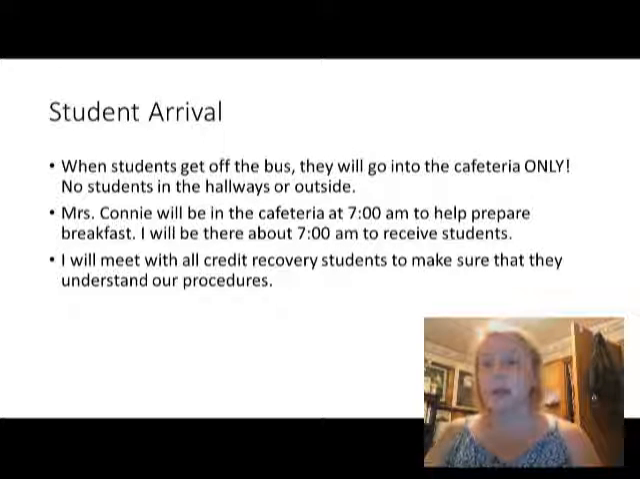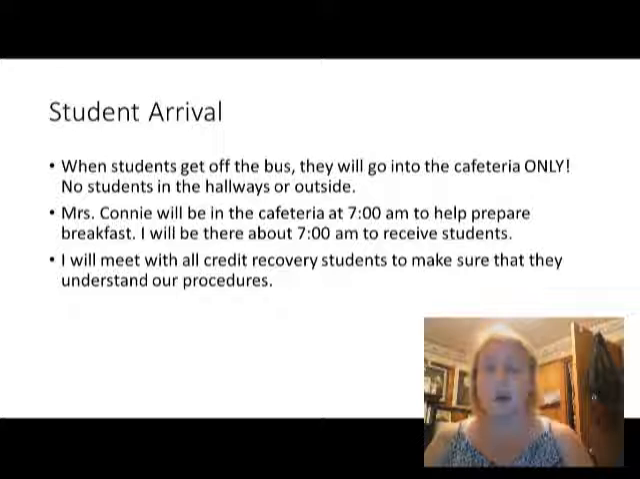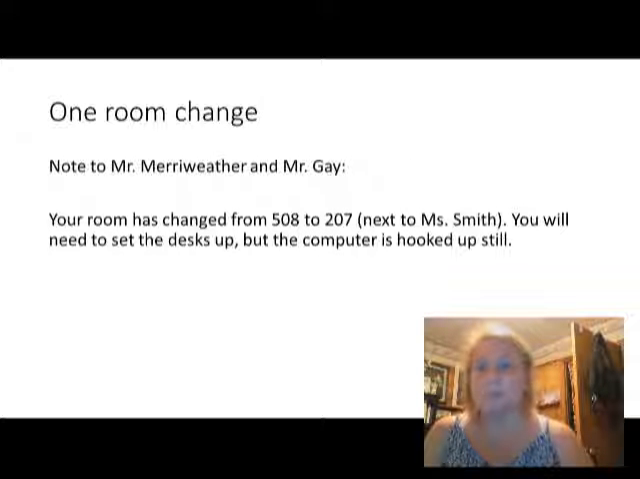When students get there, they're going to get off the bus and they're going only into the cafeteria. They're not going to be in the hallways. They're not going to be outside. Miss Connie is going to be in the cafeteria at 7, and she's going to help prepare breakfast. I'll be there about 7 to receive students. And remember, before the students go anywhere, they're going to meet with me on the credit recovery, so that they understand what's going on.